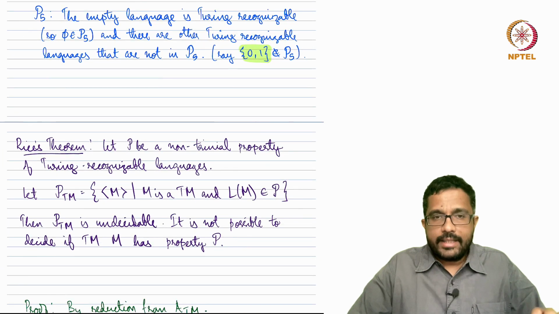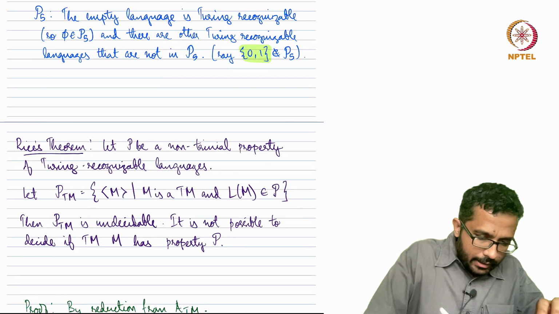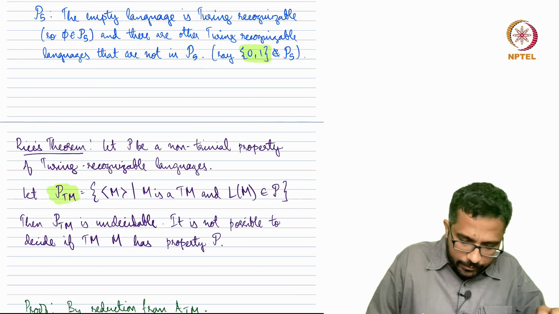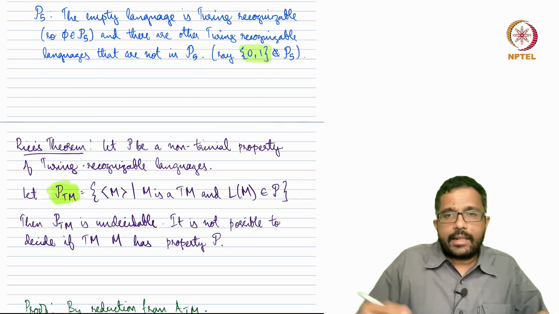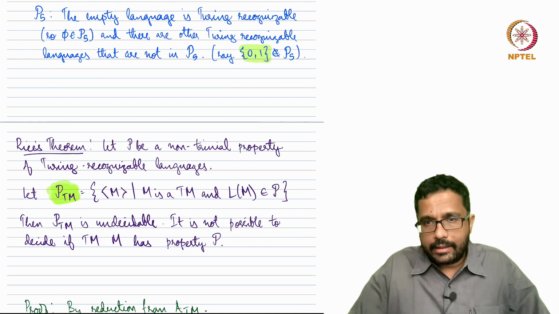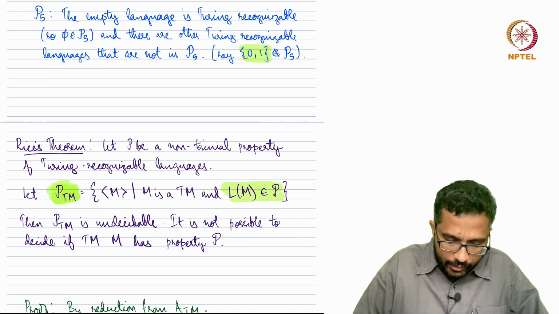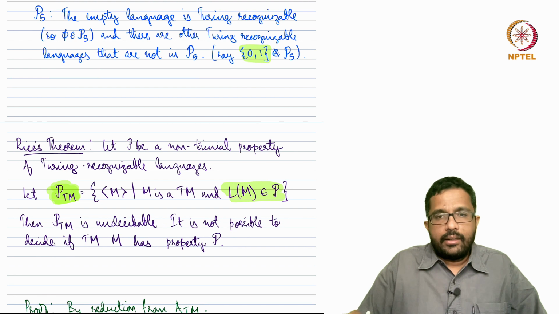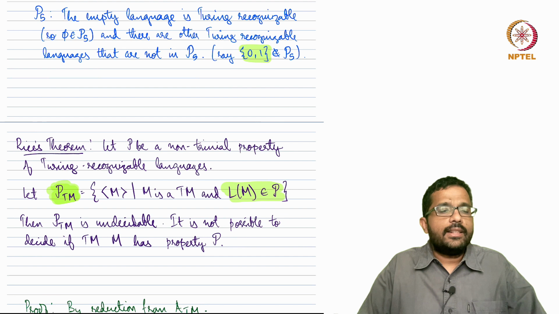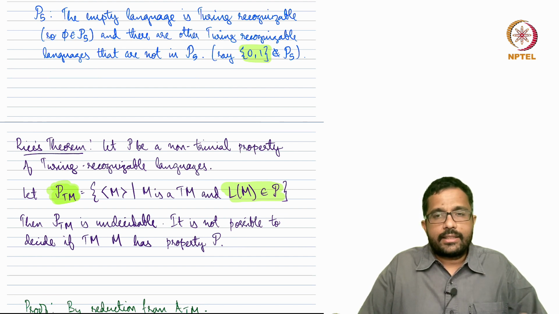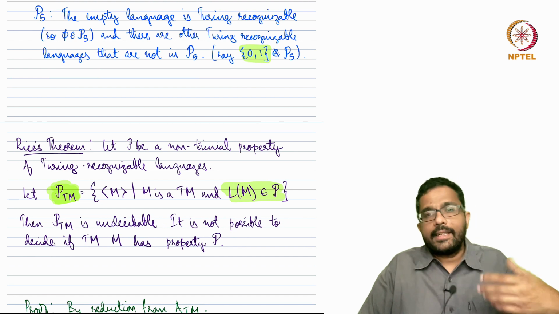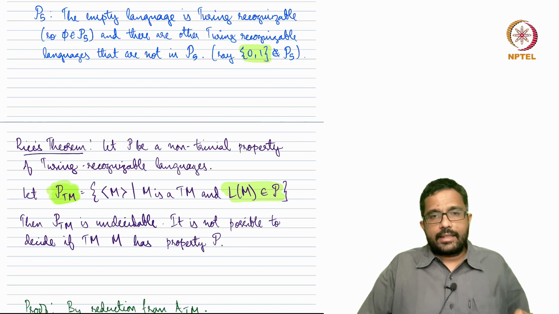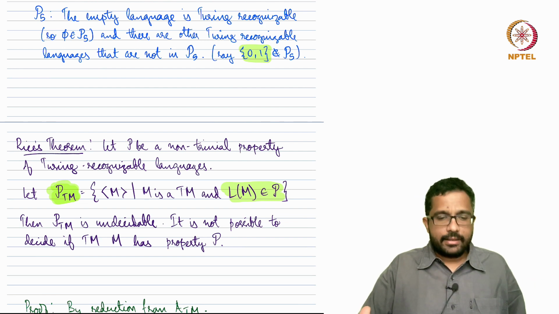Now consider the question PTM. Okay, so what is PTM? Given a Turing machine M, does M satisfy the property, or does the language recognized by M satisfy the property? Is that in P? Then PTM is undecidable. Given a Turing machine, it is undecidable to check whether the Turing machine satisfies this property, or the language recognized by the Turing machine satisfies this property, right? For any non-trivial property, that is Rice's theorem.